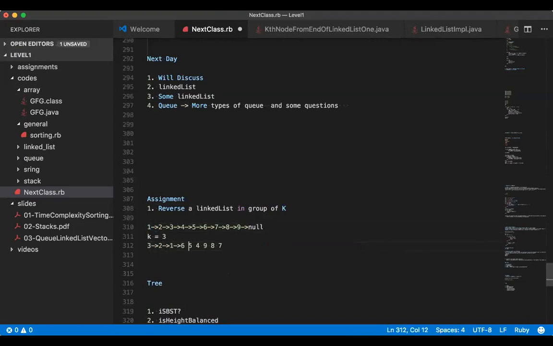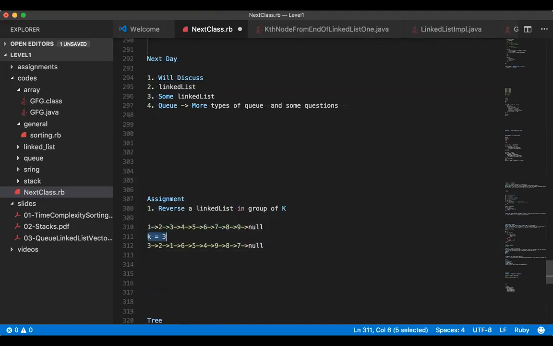Yes. Okay then. This is your assignment again. You'll do it when the class is over. And this is how it should look. In case the input was k equal to 4, how would it look? Let's do k equal to 4. It will look like 4, 3, 2, 1, 8, 7, 6, 5, and then 9. Okay.